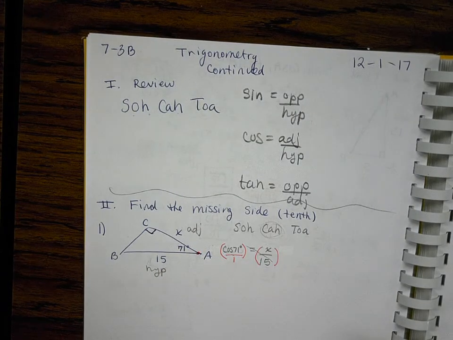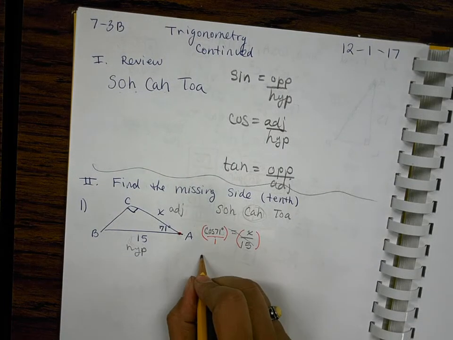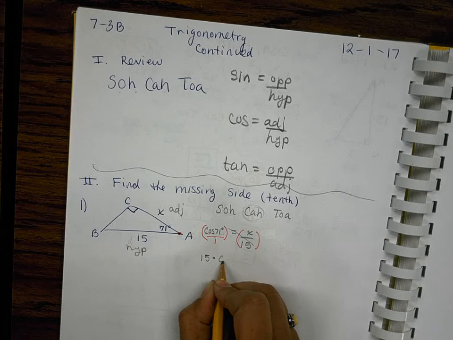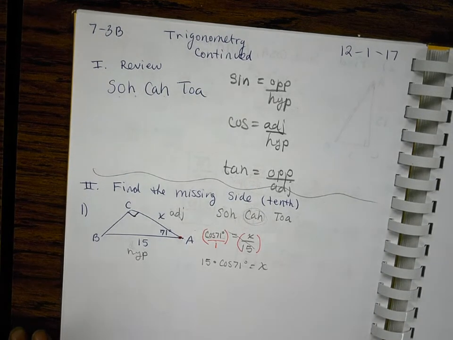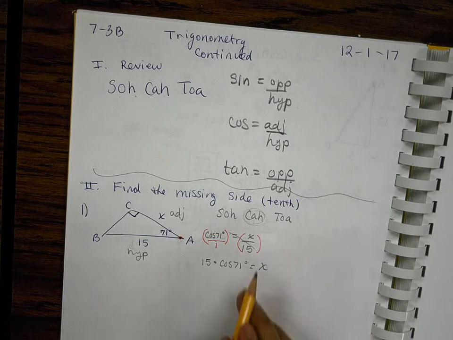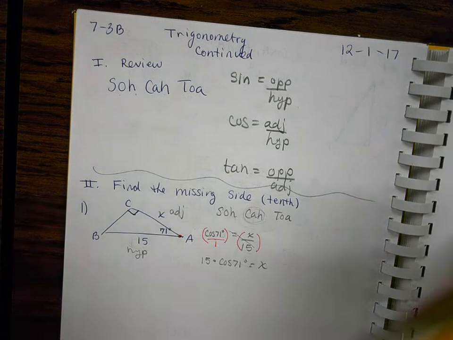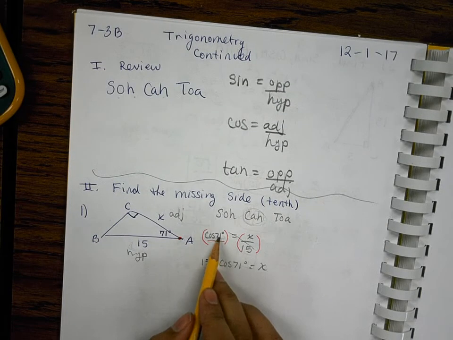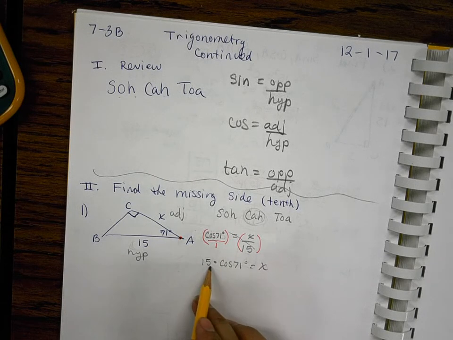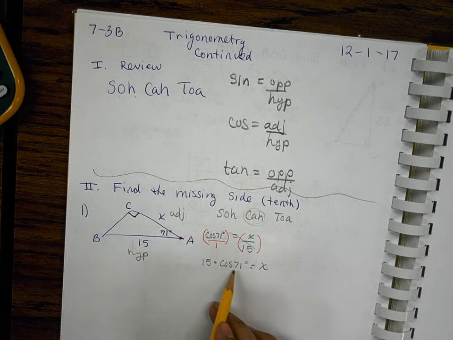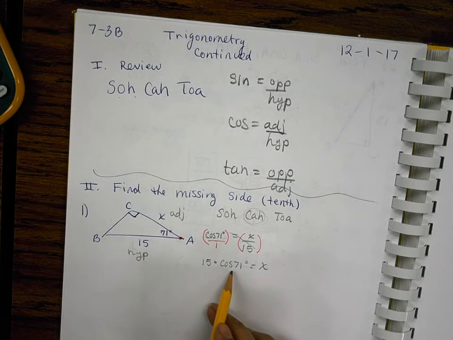All right, now we're going to cross multiply. I cannot multiply the 71 degrees with the 15, but I can write it like this: 15 times cosine of 71 degrees equals x. And this is where we will use our calculators. But let me repeat what I've done. 15 times cosine 71 equals x. You will never multiply the angle with the number. You will never multiply 71 and 15. 15 comes out to the front, and cosine 71 comes after. 15 is the coefficient, cosine 71 is the function.